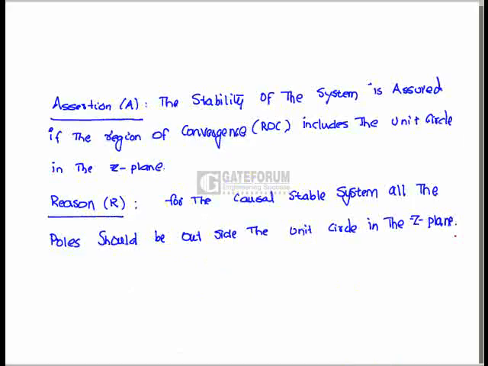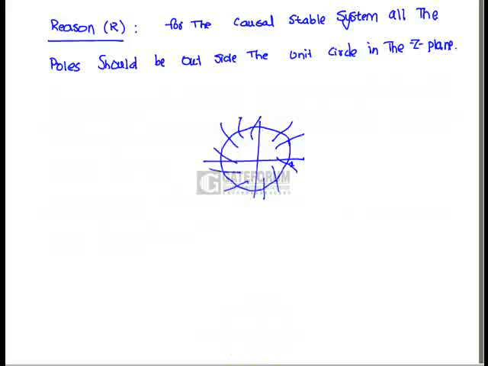From the assertion, we have to decide whether that particular statement is true or not. Here the assertion is given as follows. The stability of the system is assured if the region of convergence includes the unit circle in the z-plane. Means what? For stable systems, the ROC includes the unit circle. Then only the system is going to have both the Z transform as well as the Fourier transform, meaning the Z transform converges into the Fourier transform on the unit circle. Hence, the statement given for the assertion is true.